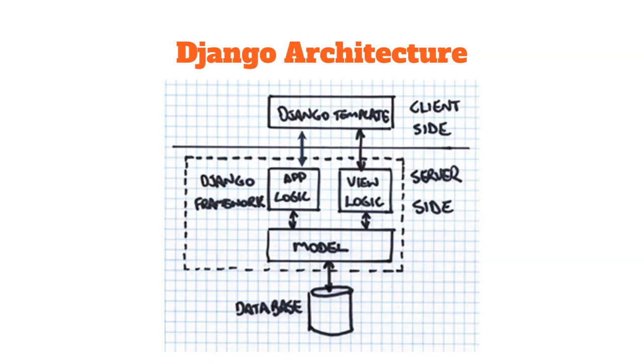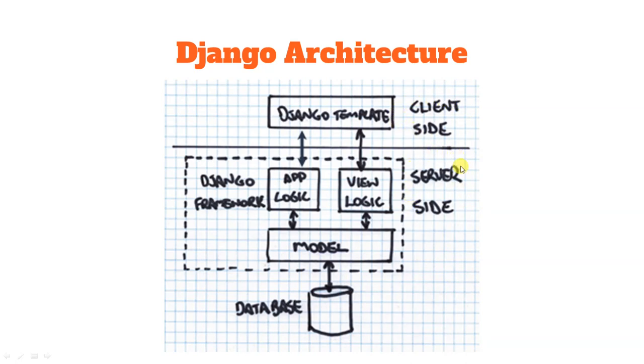Now let's move ahead to Django architecture. Django architecture comprises two major components: one is your client side and two is your server side. What is the client side? Client side is those components that are available to the end user on the browser. That would be nothing but Django templates, the HTML pages, the GUI. All the front end portion will be available through Django templates on the client side.